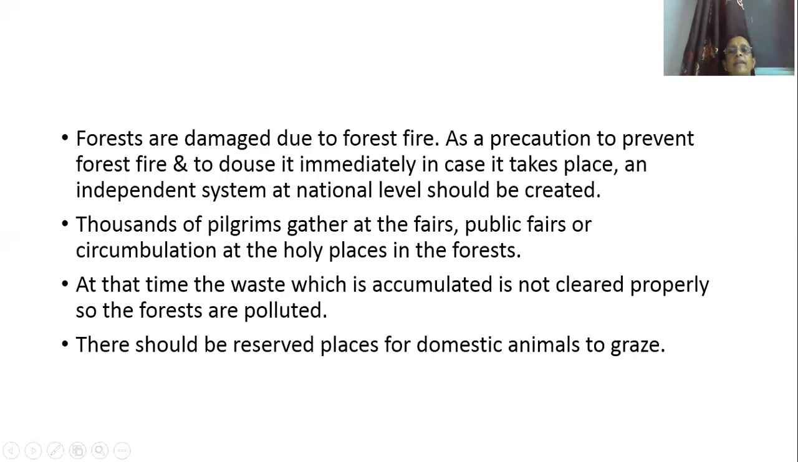And the forests are damaged due to forest fire. Especially in the summer season, the branches of the trees rub against each other and produce a fire. So during that time, we should take steps to douse the fire immediately, and an independent system should be implemented at a national level.